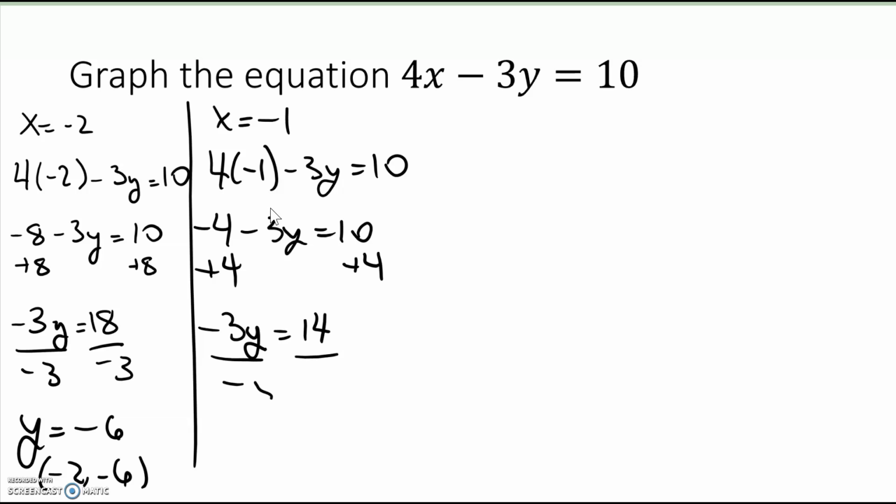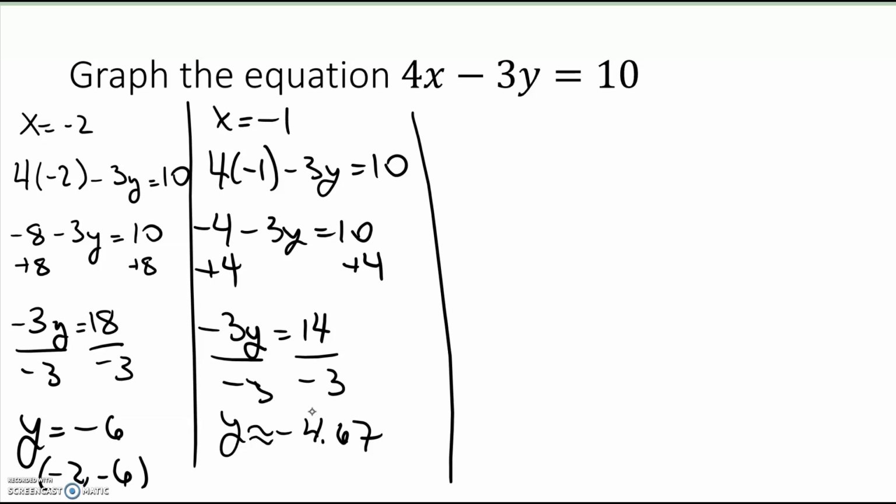Divide both sides by -3. So y is equal to, okay, positive divided by a negative, that's a negative. And then 14 divided by 3, that's about 4.67. And I'm going to change that from an equal sign to an approximately equal sign right there. That means approximate. And I say approximate because when you put 14 divided by 3 into your calculator, you get 4.66666. So I just rounded.